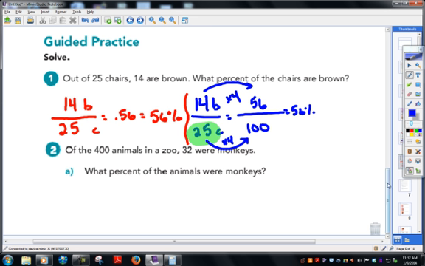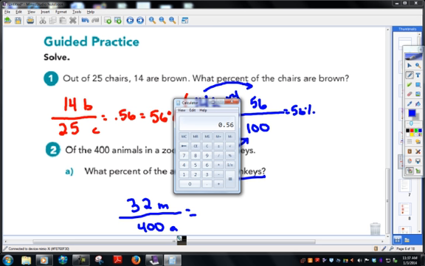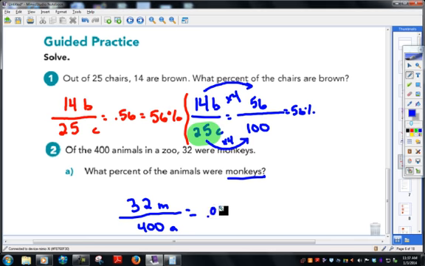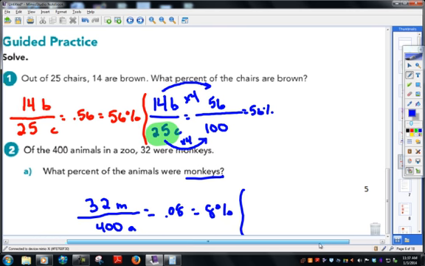Out of the 400 zoo animals, 32 of them are monkeys. What percent of them were monkeys? Okay, so I know there are 32 monkeys out of 400 animals. I could just go ahead and divide them. Maybe that's how most of you are doing it. That's going to give me 0.08, which I know, move the decimal to the right 2 places, is 8%. Okay? Could do it that way.